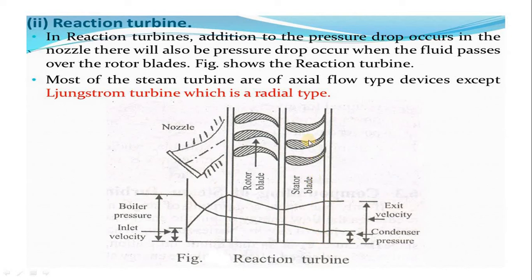So these are the three important components of the reaction turbine. The first is the nozzle, the second is the moving blade, and the third is the fixed blade.